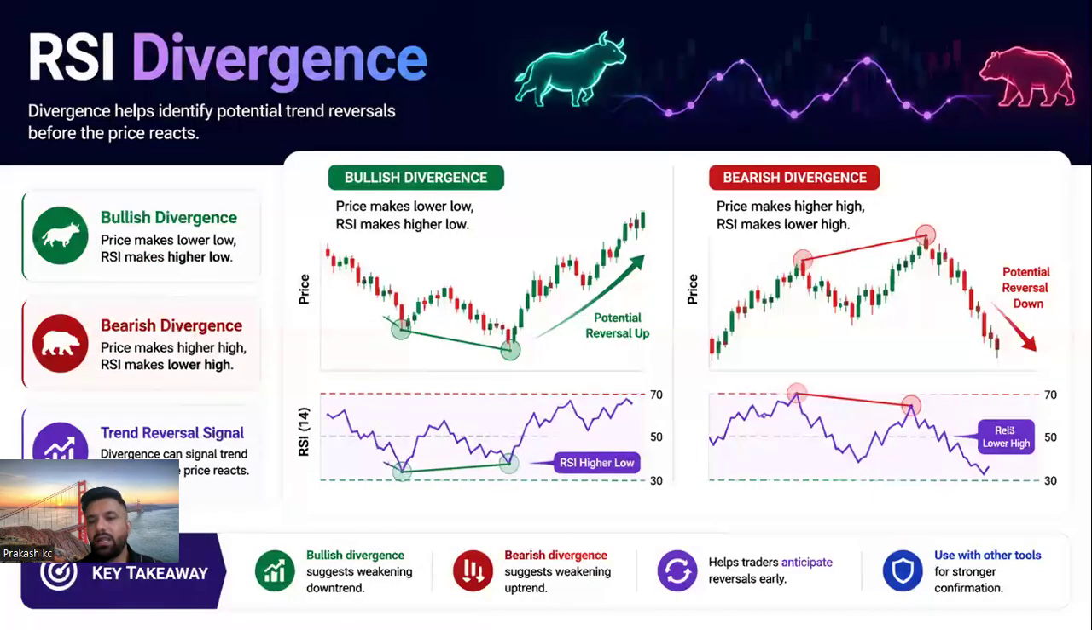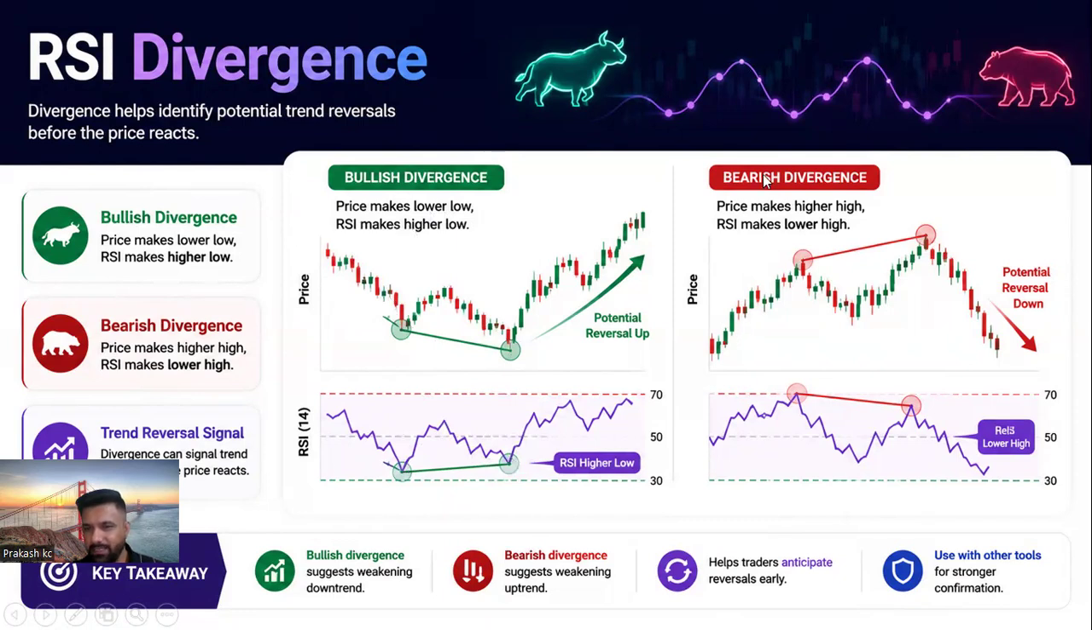And you can also understand the RSI reversal through divergence. Bullish divergence means the price makes a lower low. Here you can see the price is coming down and approaching the lower low, and RSI makes a higher low. Here you can see that RSI is also moving with the price, but it is not approaching a lower low, it is approaching a higher one.